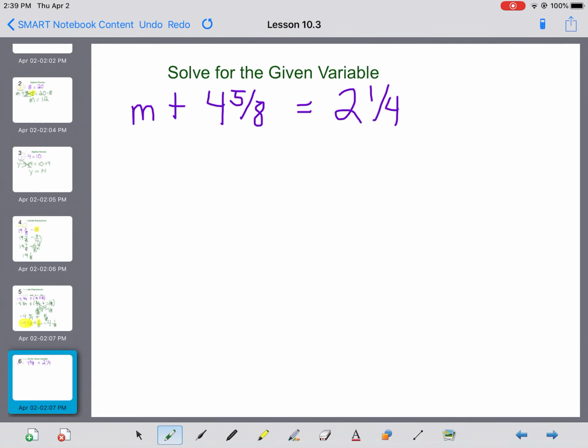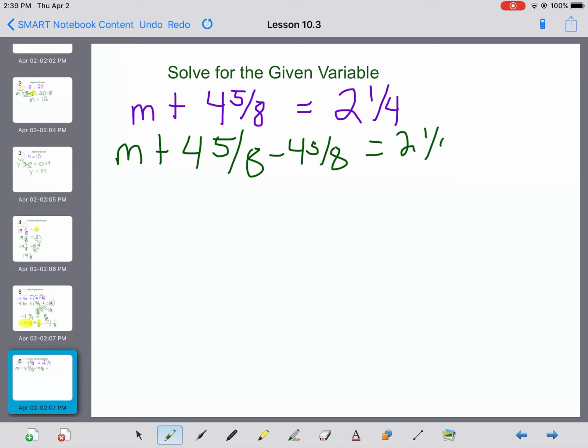All right, let's do one more. M plus 4 5/8 equals 2 1/4. So again, now we're on to solving. So I write out what I have, and then I do the opposite, just like my example from before. So I subtract 4 5/8. Try and squeeze it in here. What I do to one side, I must do to the other. So I subtract 4 5/8.